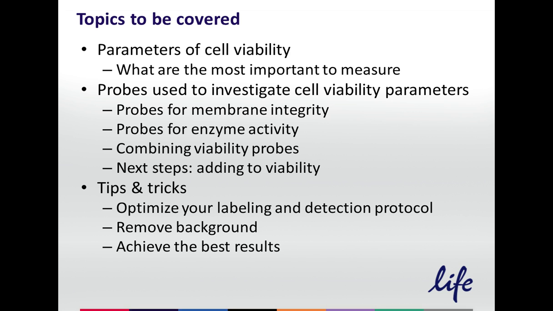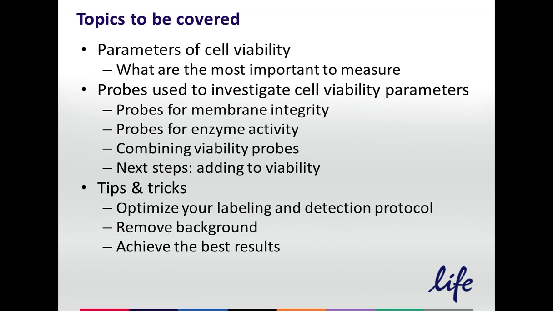So we're going to be talking a little bit about the parameters of cell viability and which are the most important to measure. And within that, we'll also talk about some of the properties that accompany cell viability. We'll then move on to look at some of the probes used to investigate cell viability, and we'll be concentrating on those that can be used in flow cytometry or fluorescence imaging. And we'll look at some probes that look at membrane integrity, ones that can read out some enzyme activity. And these are enzymes that are general indicators of cell health.